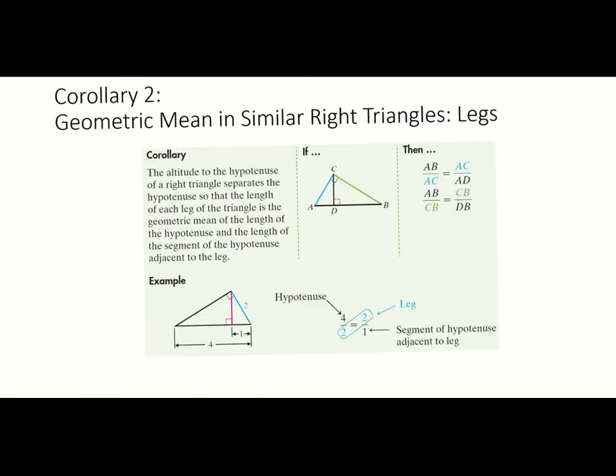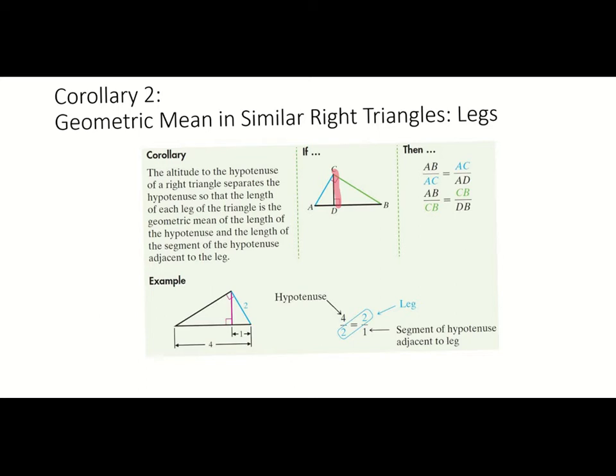And here we have corollary 2, which says the altitude to the hypotenuse of a right triangle. So again, we're still talking about CD. It separates the hypotenuse so that the length of each leg of a triangle is the geometric mean of the length of the hypotenuse and the length of the segment adjacent to the leg. So here, that altitude separates that triangle into those three similar triangles.